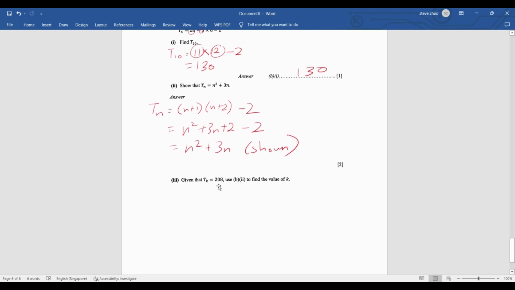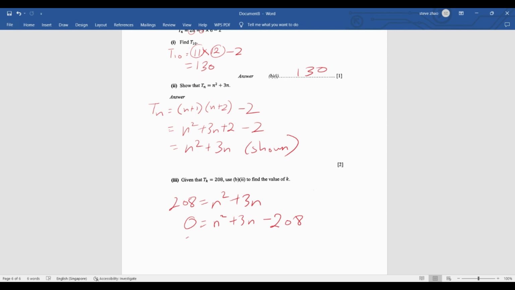Alright, next. Given that Tk is 208, easy, same thing. Let 208 be equal to n squared plus 3n. Okay, make it 0. n squared plus 3n minus 208 equals 0. So again, you have a quadratic equation. Now look at how the question is being phrased. They say there's a value for k. That means it can be factorized. So just go ahead and factorize it.